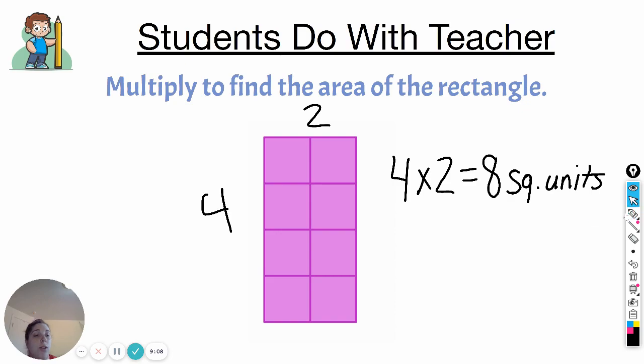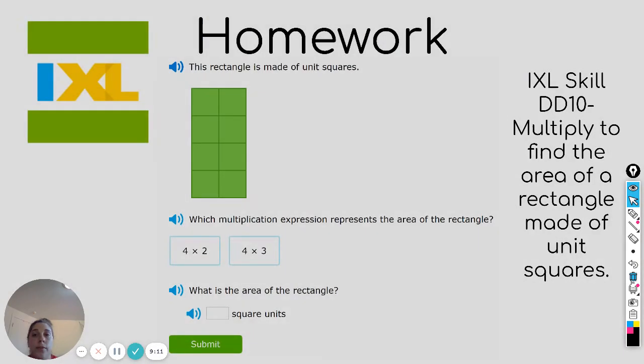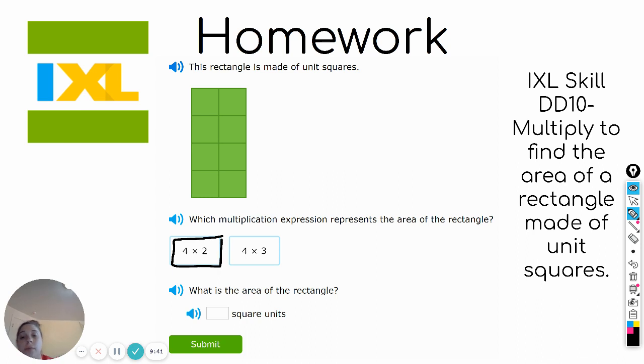Okay, let's go ahead and take a look at what you'll be working on alone today. IXL skill DD10, which is multiply to find the area of a rectangle made of unit squares. Okay, so you'll see that we have a rectangle that's actually just like the one that we did. Okay, it gives you the multiplication expression. So it gives you 2 options. It wants you to click one of them. Is this 4 rows of 2 or is this 4 rows of 3? So you would click on this one that's 4 rows of 2.